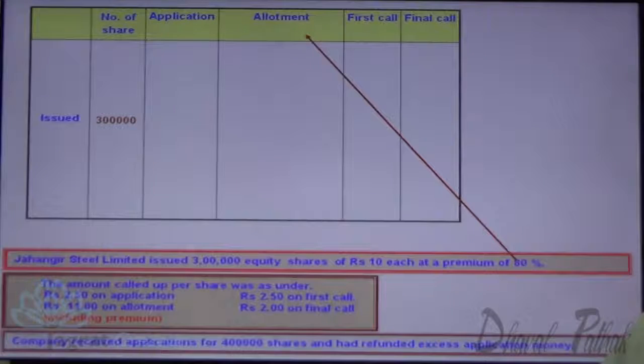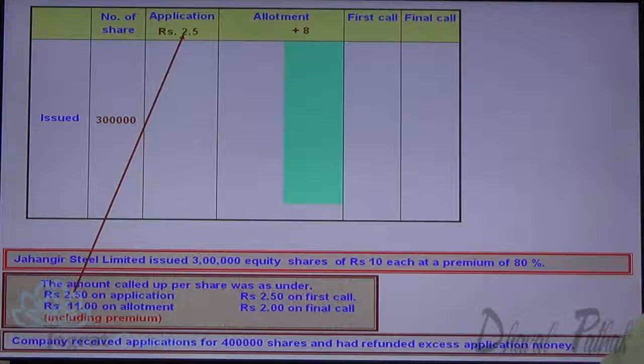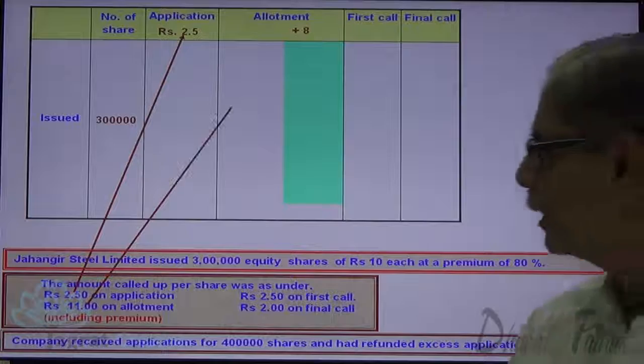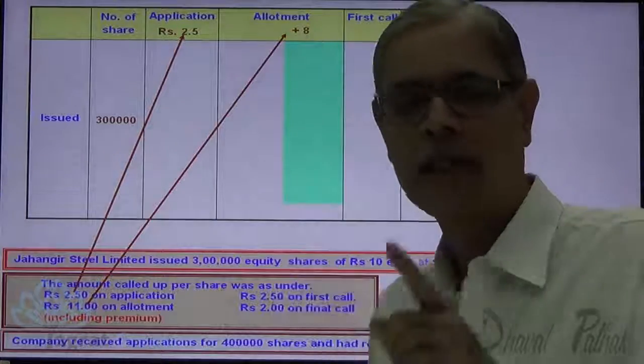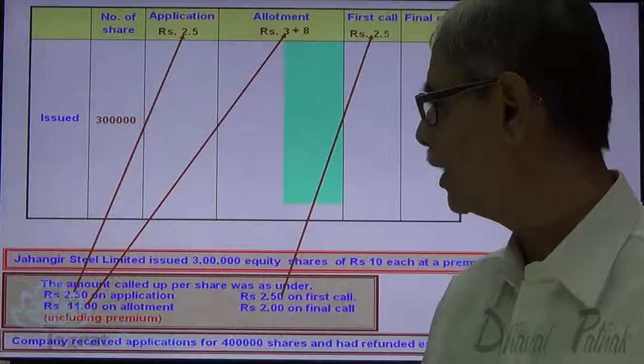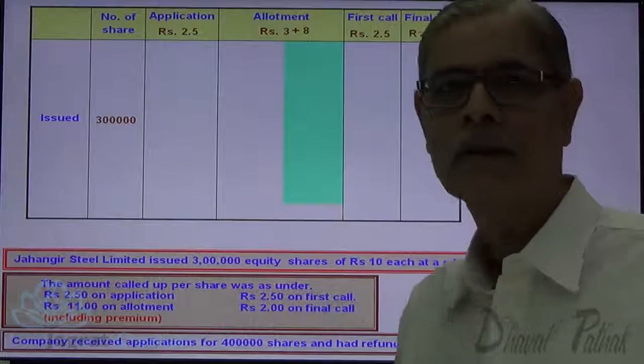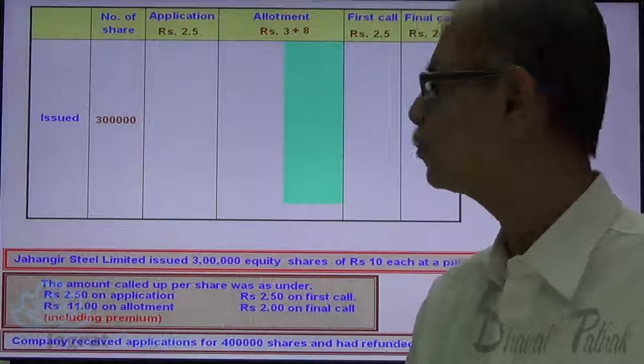Now the company wanted to issue how many shares? 3 lakh shares are issued. Premium is 80%. So 10 into 80%, 8 rupees is the security premium. Demanded with application 2.5. With allotment 11, 8 is the premium, so 3 is the capital. Amount demanded with first and final call 2.5 and 2. This is how the amount is to be demanded.